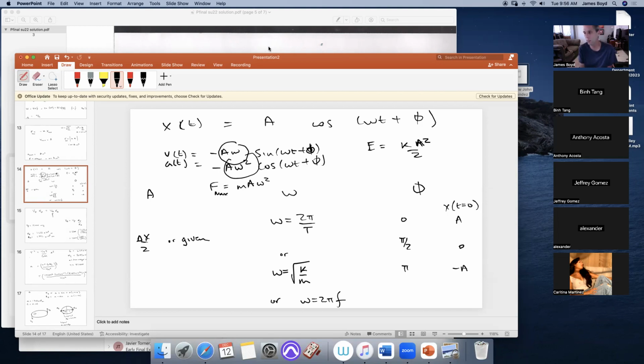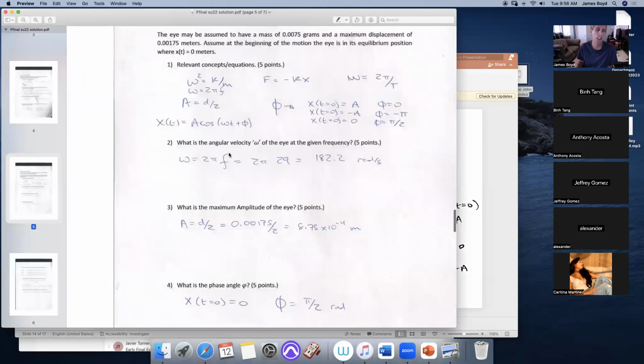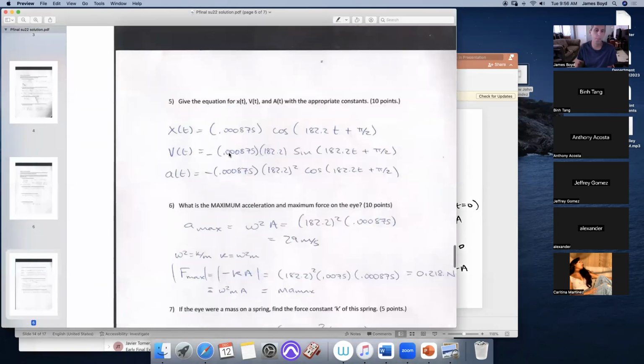I'm going to use 1 for the amplitude. I don't know what the amplitude is. Or I'm going to use 1 for omega. I don't know how to find omega. Or I'm going to assume that phi is 0, even though maybe it's not. But your goal is just to be able to find the coefficients that go in the oscillation equation. That's it.